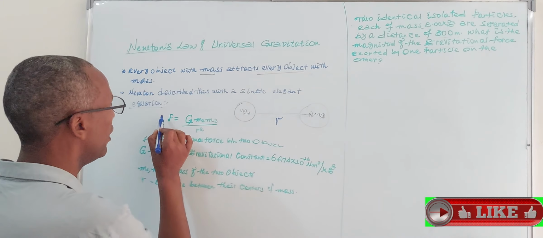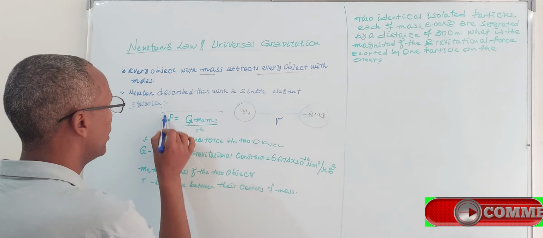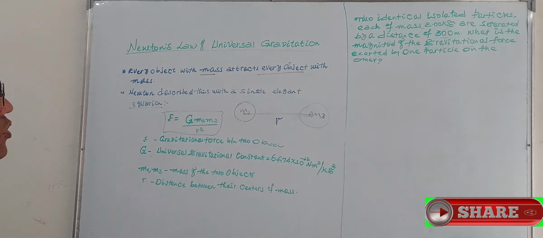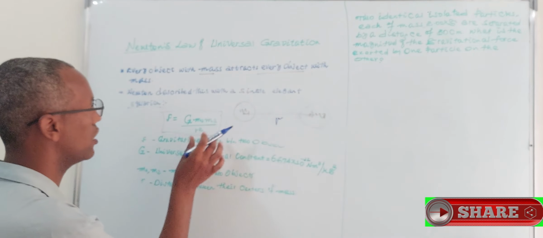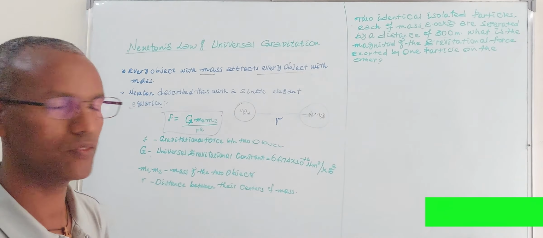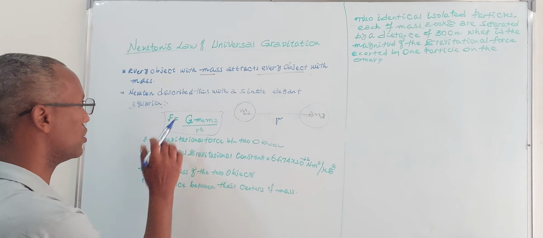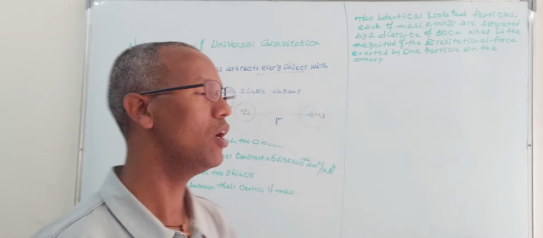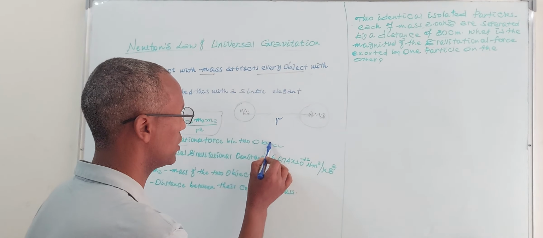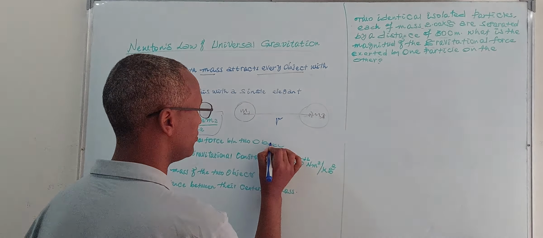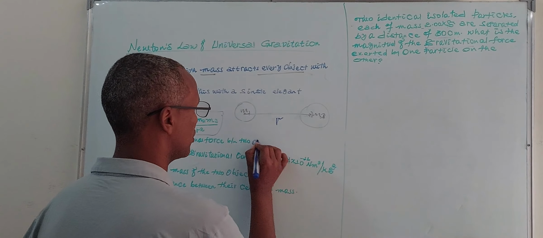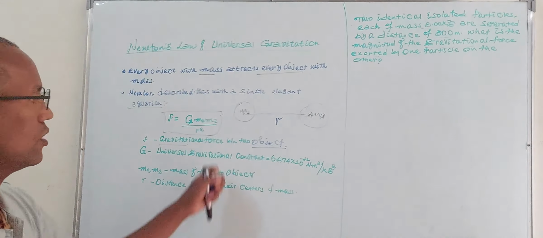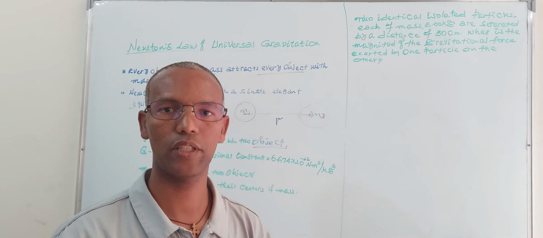So to find out the Newton's law of universal gravitation, we can use this equation or formula. So this is a force. You can see this is the gravitational force between two objects, between two masses or two particles.